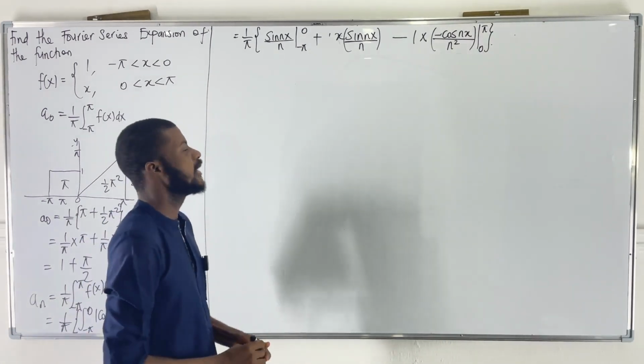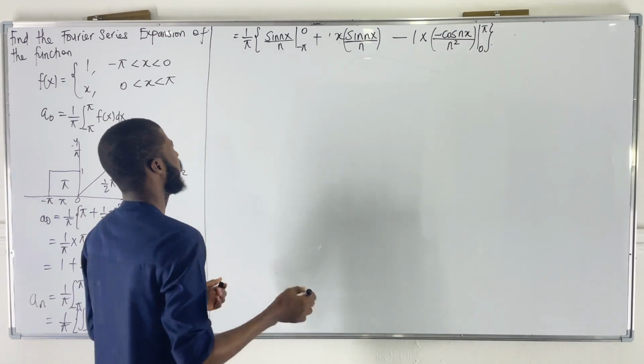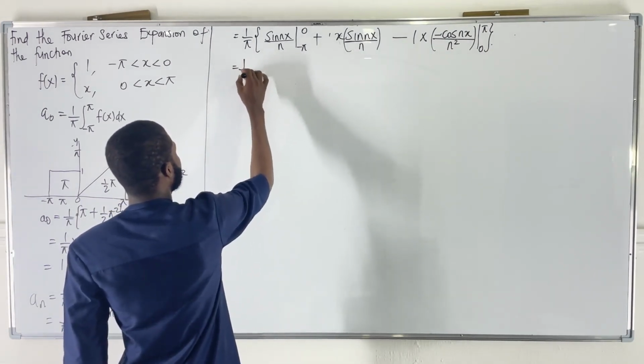Okay. Now, let's simplify where possible. So this is 1 over pi.